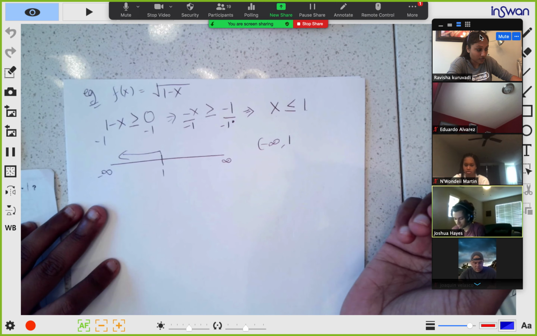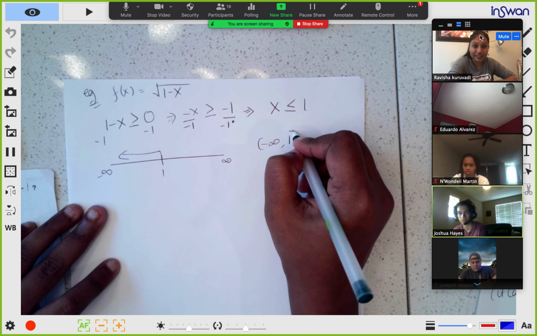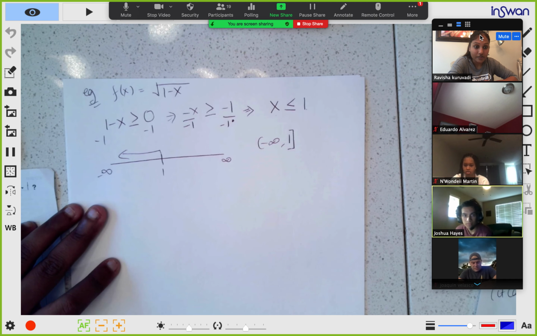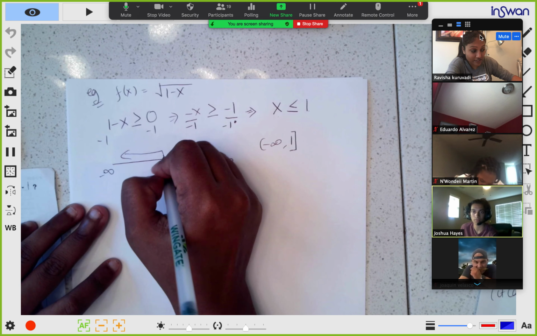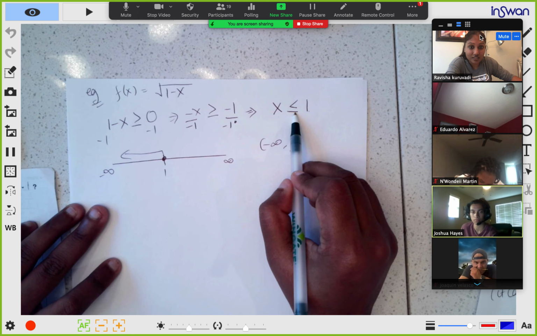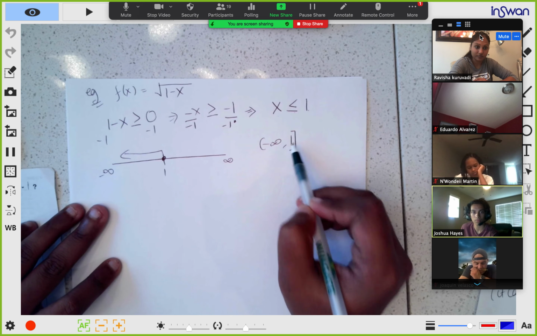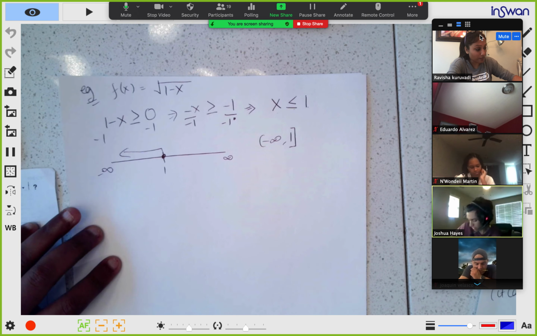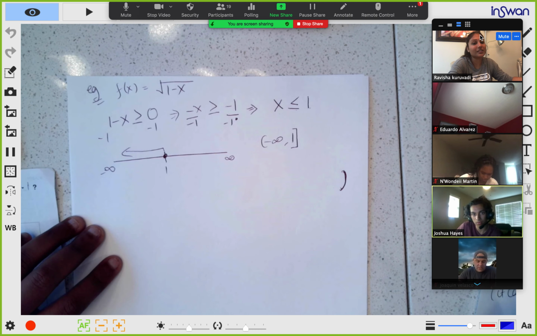Oh, wouldn't it just be a parenthesis? So it will be this bracket. The reason I'm putting this bracket is because this point is included. Note, there is an equal to sign, right? That means this point is also included. So if I put this bracket, that means my 1 is also included. If I put just this bracket, that means my 1 will not be included. Oh, okay. Makes sense.